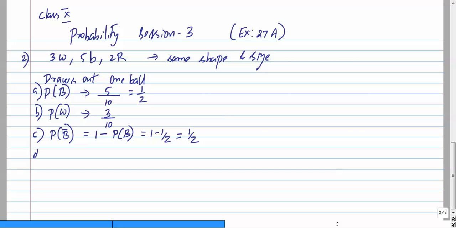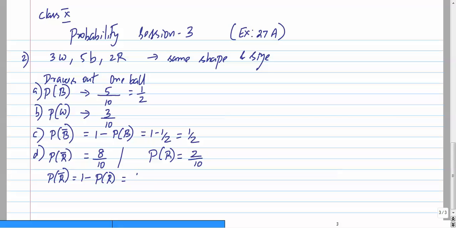Similarly, not getting a red ball. That would be 5 plus 3. There are 8 chances where I won't get a red ball, so it is 8 upon 10. The other way of writing it is, what is the probability of getting a red ball? It is 2 upon 10. So the probability of not getting a red ball is 1 minus the probability of getting a red ball, that is 1 minus 2 by 10, again 8 by 10.